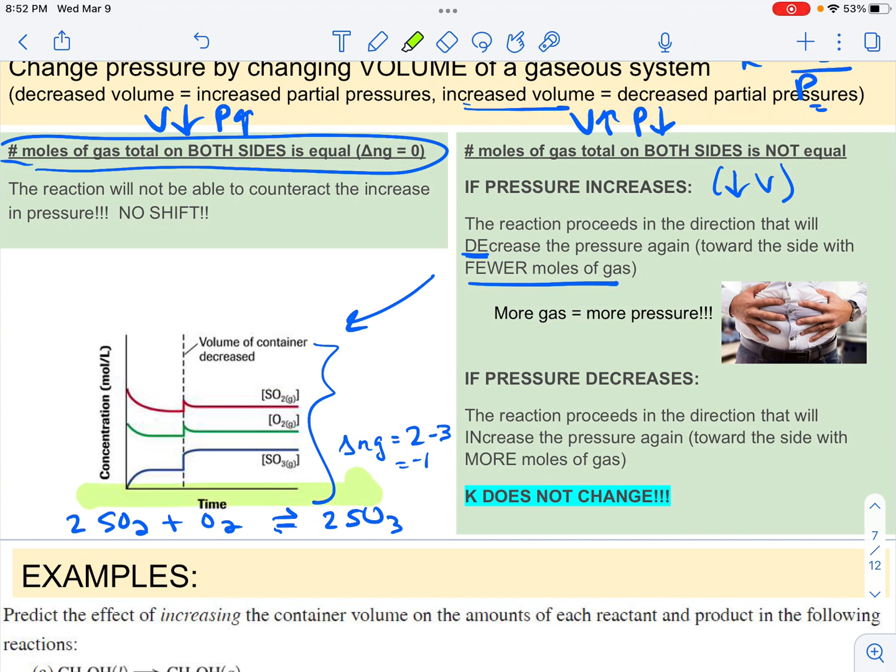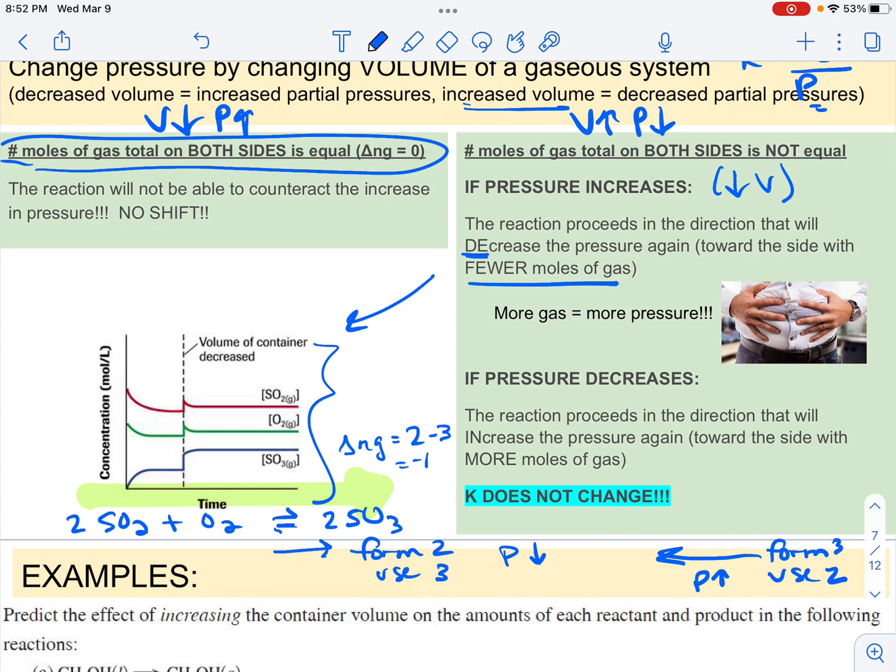If it shifts to the right, it will form 2 moles of gas, right? If it shifts to the right, it will form 2 and use 3, which means eventually the pressure will decrease because it's going to use more than it forms, okay? If this reaction shifts left, in this case, it's going to form 3 and use 2. And so eventually the pressure would increase from where we are.